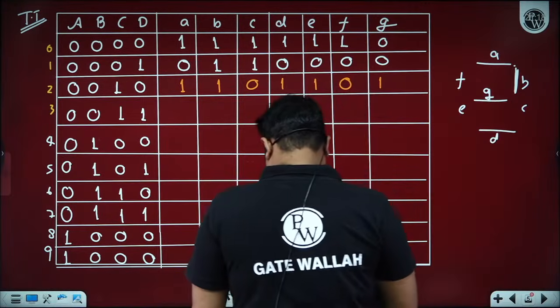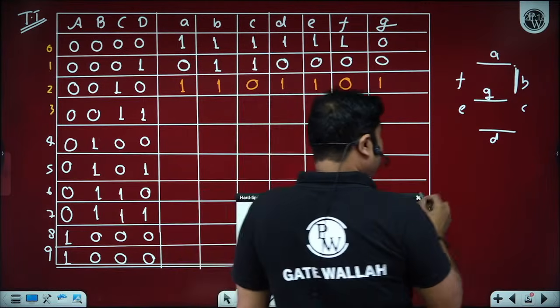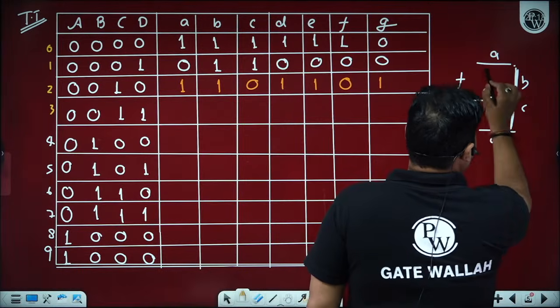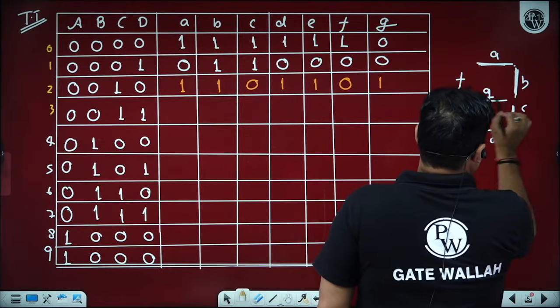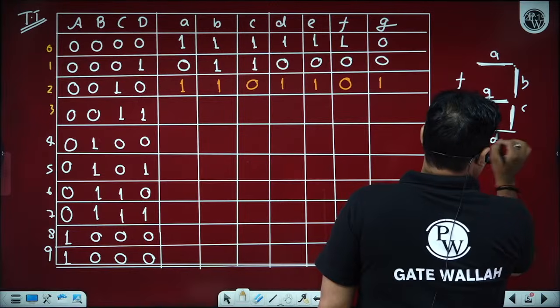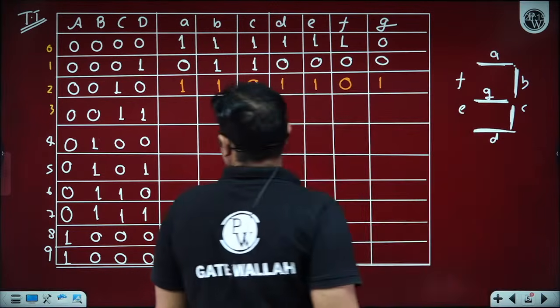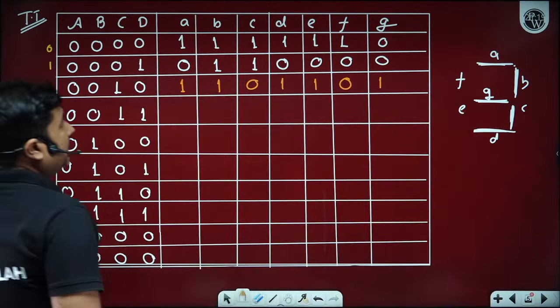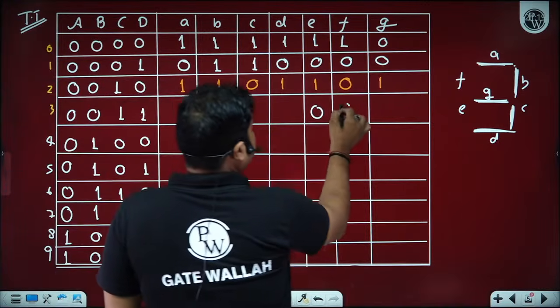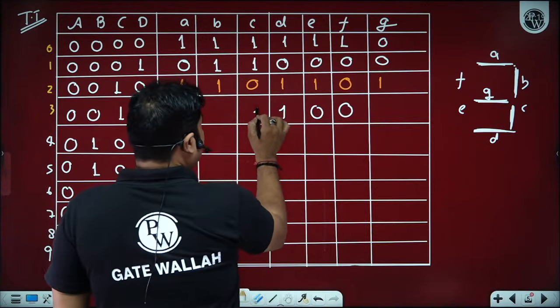For 3, to display 3, we need to make A, B. To display 3, only F and E need to be low. Rest all are high.